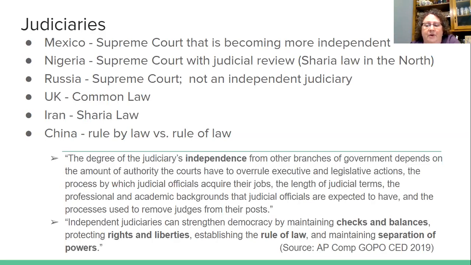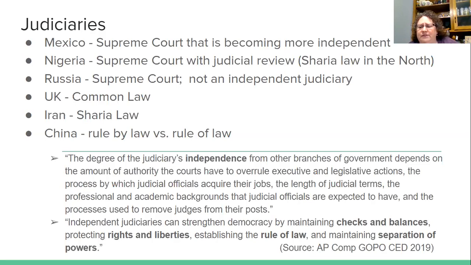In Iran, they're dependent upon Sharia law. There's also one of those great vocabulary words called jurist guardianship, which means that really only a religious leader has the right to fully interpret the law, which is one of the reasons that the Guardian Council has the power to veto law, because they're all clerics, meaning that they all have religious training. In China, they have what we call rule by law versus rule of law. And so it's whatever the party says is law.